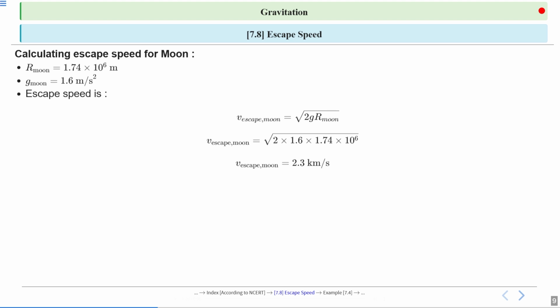Notice how we use the square root to find the speed. So the escape speed of the moon is 2.3 kilometer per second. This means the object must travel at this speed to break free from the moon's gravitational influence.